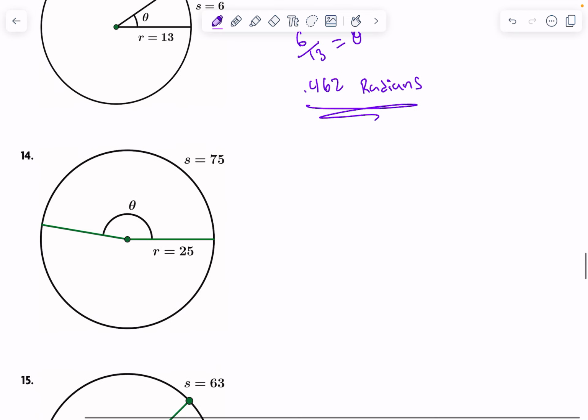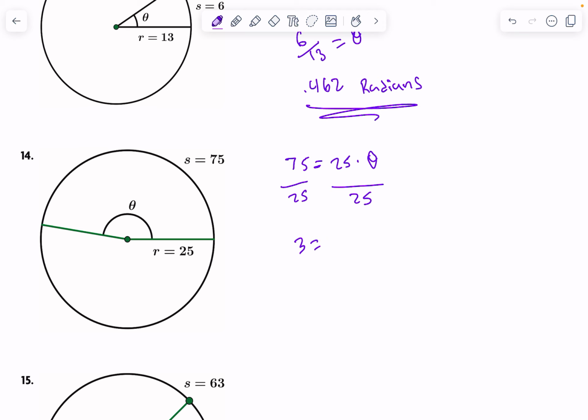Good. What about 14? Same concept. I have 75 as my arc length, which is equal to my radius of 25 times theta. Then I divide both sides by 25. 3 is equal to my theta, so 3 radians.